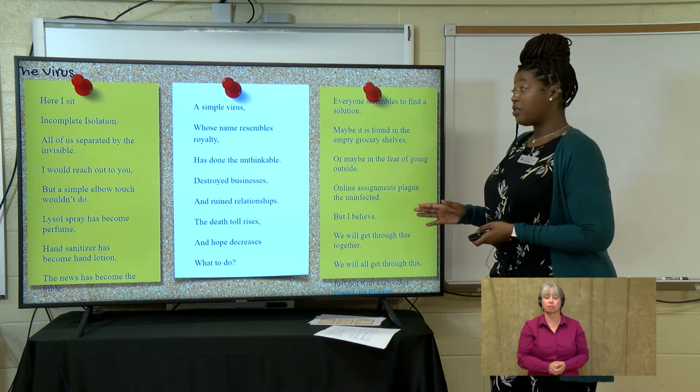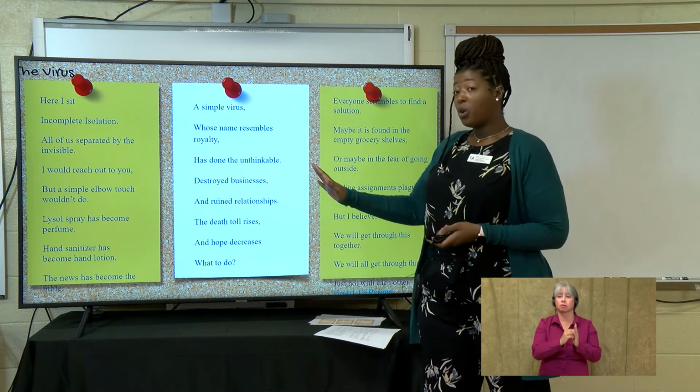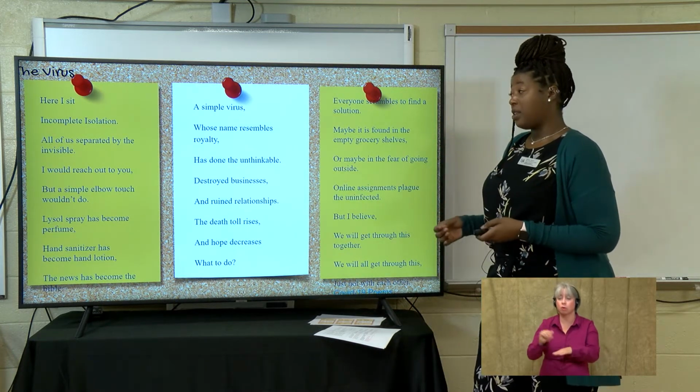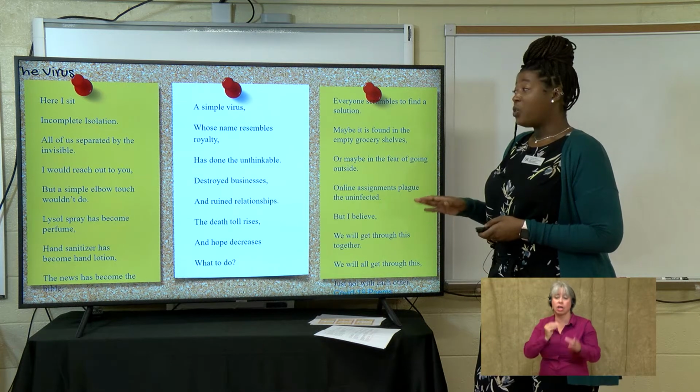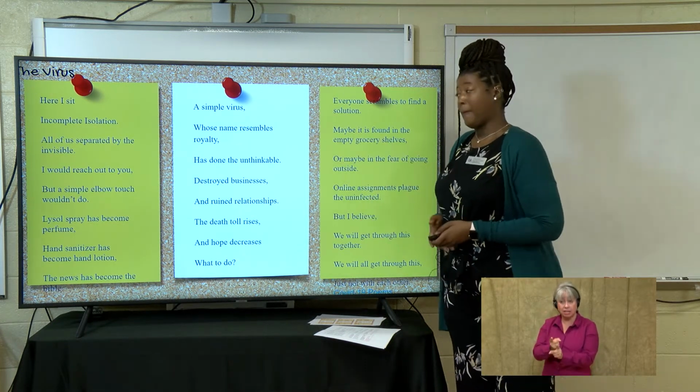In this first section of the poem, the poet is talking about the new normal that we are all experiencing because of the COVID pandemic. How do we know that that is what the poet is talking about in this first section?